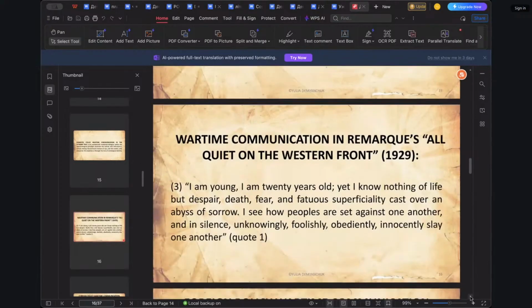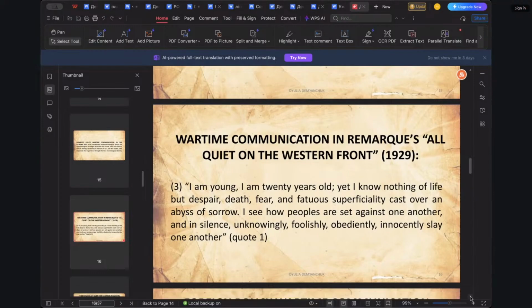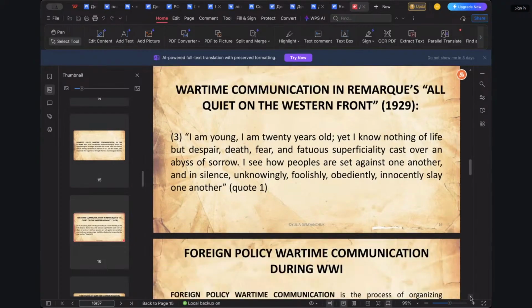And I will propose an example based on Remarque's novel, All Quiet on the Western Front. And you see the extract here. In this instance, communication simultaneously conveys meaning and articulates the existential despair that defines the status of the subject of war. The author acts as a bearer of experience, forming a communicative channel between the reality of war and the reader's receptive consciousness, transmitting events through the lens of an inner world transformed by war.